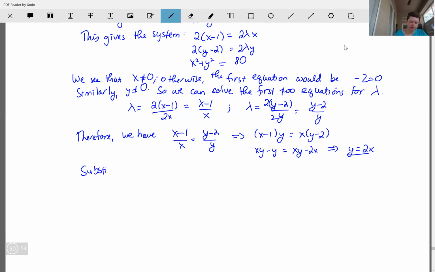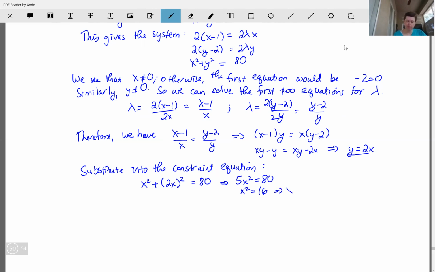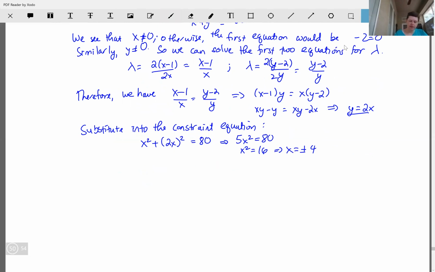And we're just going to substitute this into the constraint equation and solve for x. So we're going to get x squared plus the quantity 2x squared is equal to 80. So I get 5x squared is 80, x squared is 16, x is plus or minus 4. And then, if x is equal to 4, then y is equal to 8. And if x is -4, then y is -8. So that's a -4 and a -8.